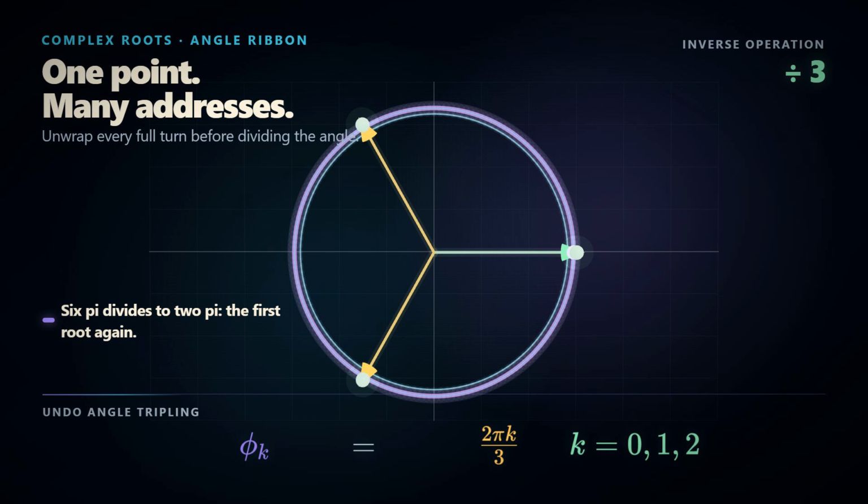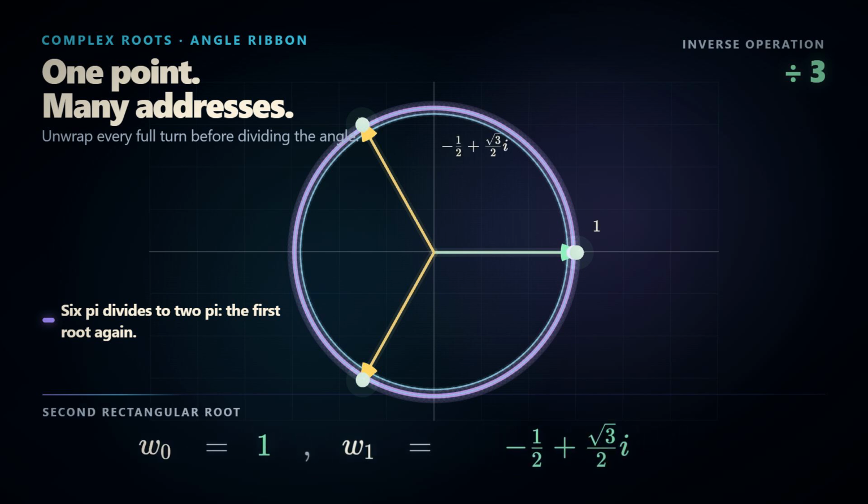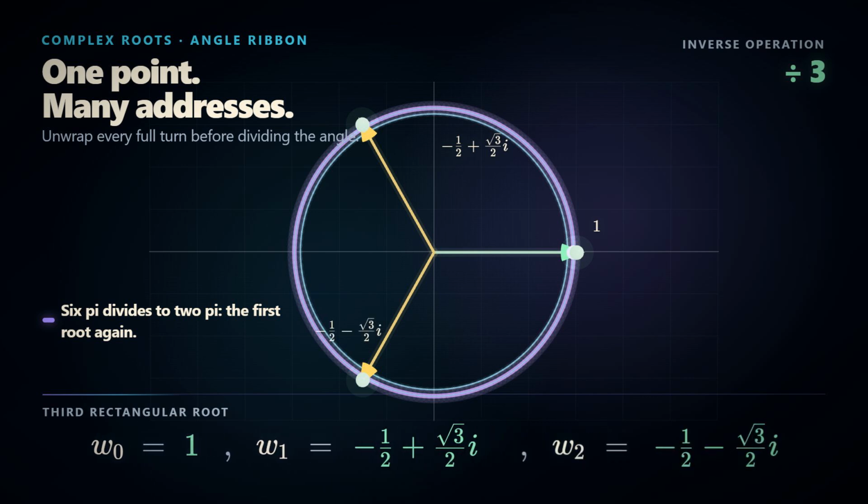Translate the 3 arrows into rectangular form. Place the first at 1. Place the second at -1/2 plus square root of 3 over 2 i. Place the third at -1/2 minus square root of 3 over 2 i. Check each answer by cubing.